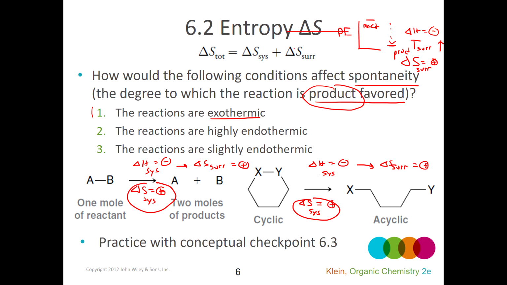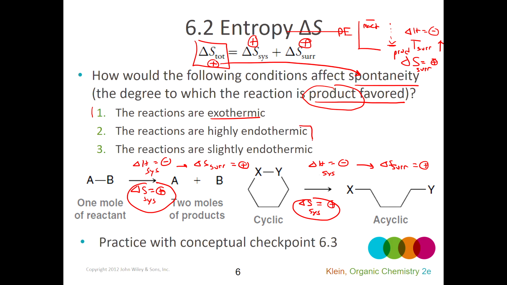And so if the system has a positive change in entropy and the surroundings do too, and I add those together, I'm going to get a total increase in entropy for the universe, and that being positive is what causes the process to occur spontaneously.